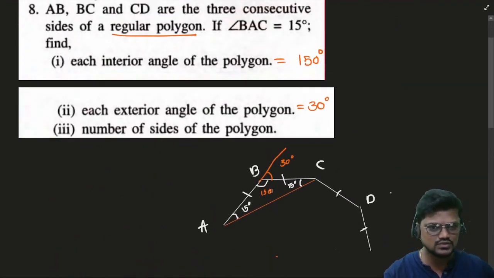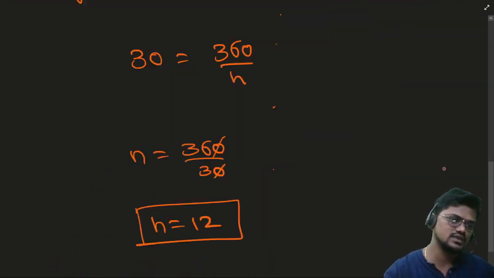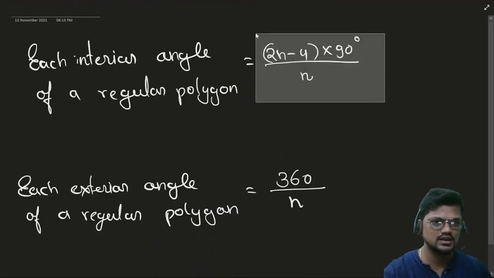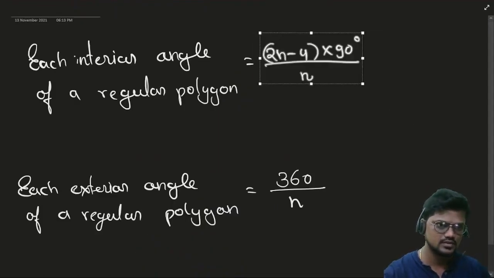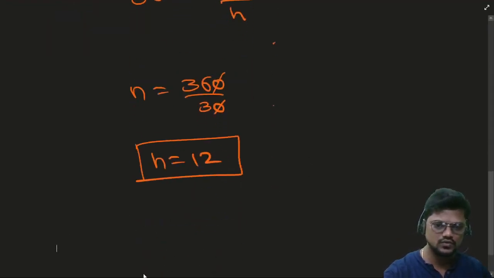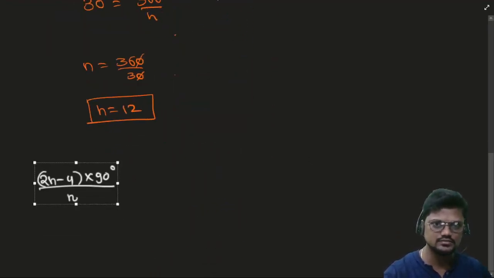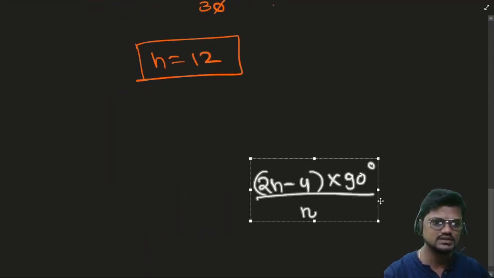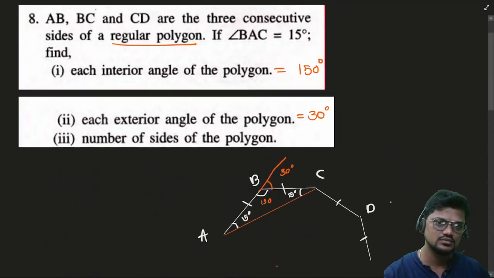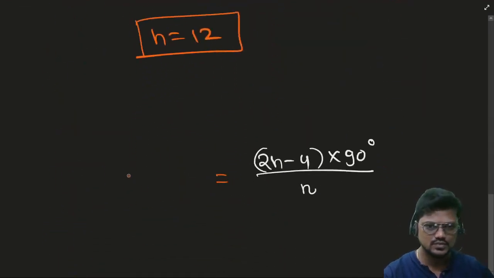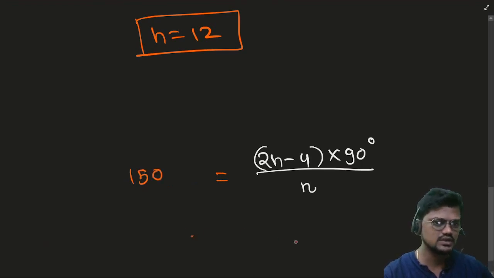You can also solve it with the interior angles. The interior angle which you have is 150. See, I will solve with the interior angle. What is the formula for each interior angle? This is for each interior angle. What is each interior angle? 150. Yes, each interior angle is 150. I can solve with this also.